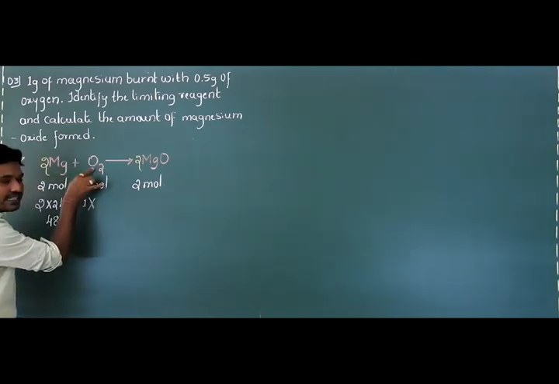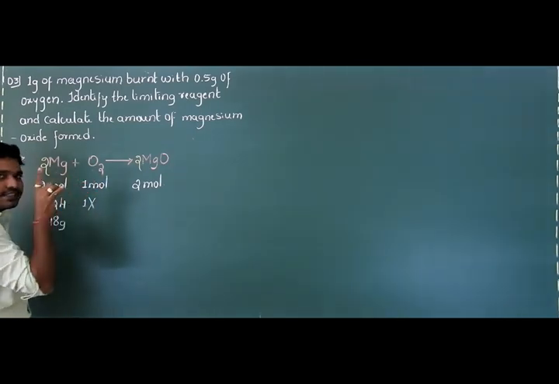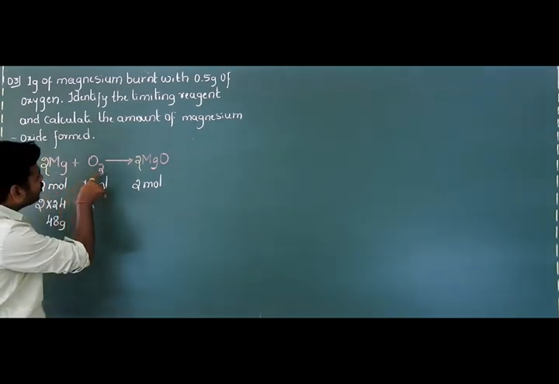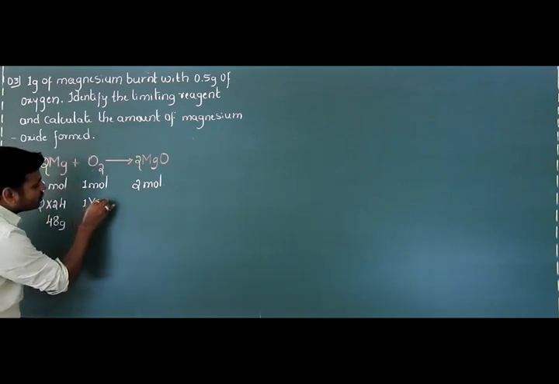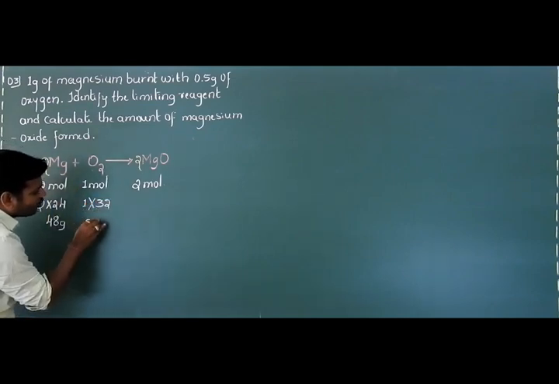O2. 2 oxygen atoms are present here. The atomic mass of 1 oxygen is 16. Like there are 2. 16 into 2, what is the answer? 32. So 32 gram of oxygen.